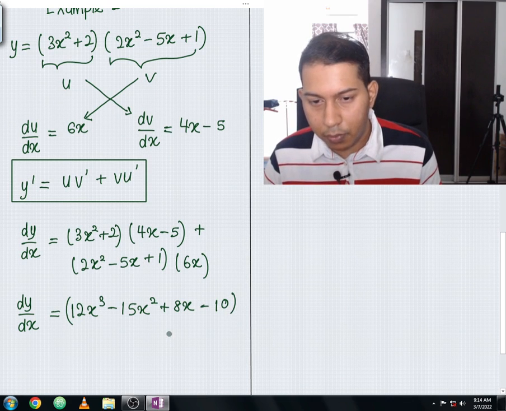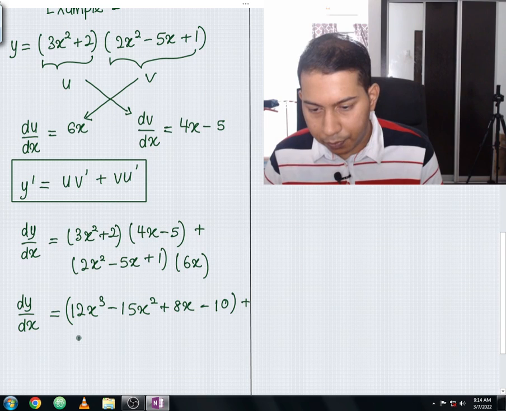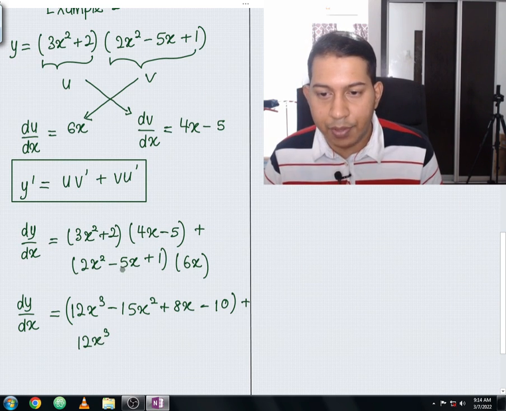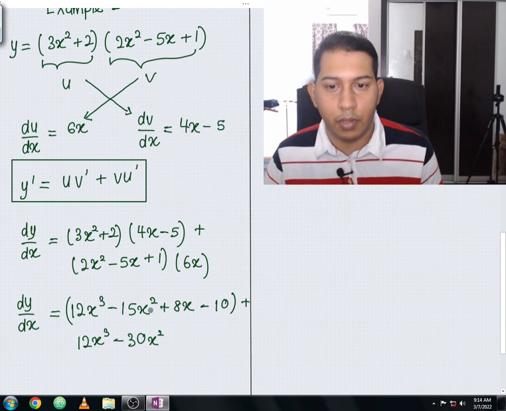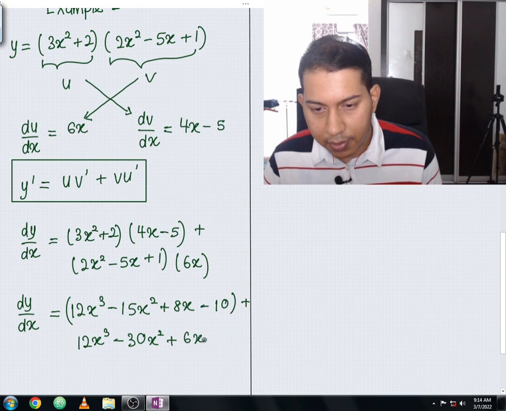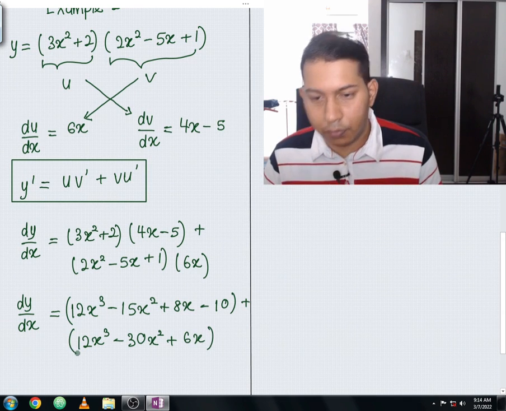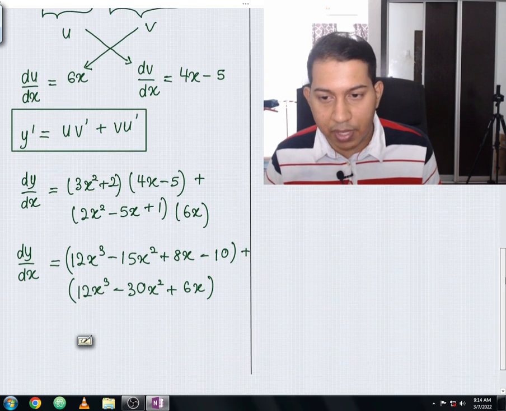And then you plus this expansion. So 6x times 2x squared gives 12x cubed. 6x times negative 5x gives negative 30x squared. 6x times 1 gives 6x. Okay, so far so good. So from here let us proceed to the next step.